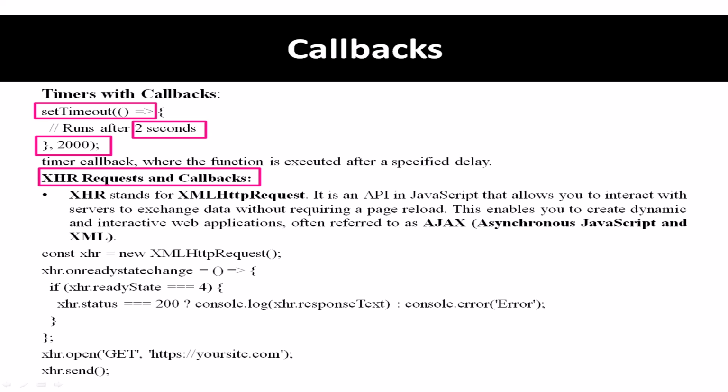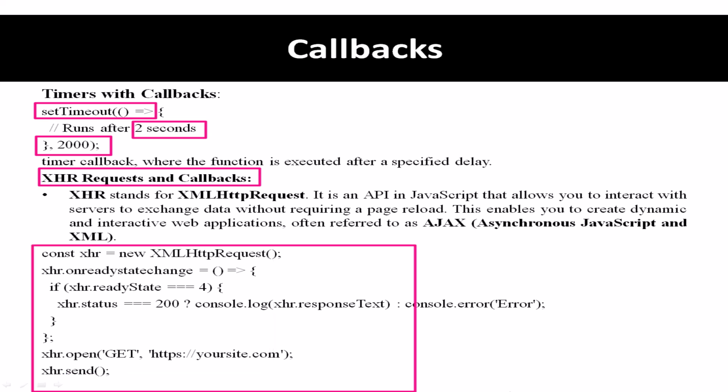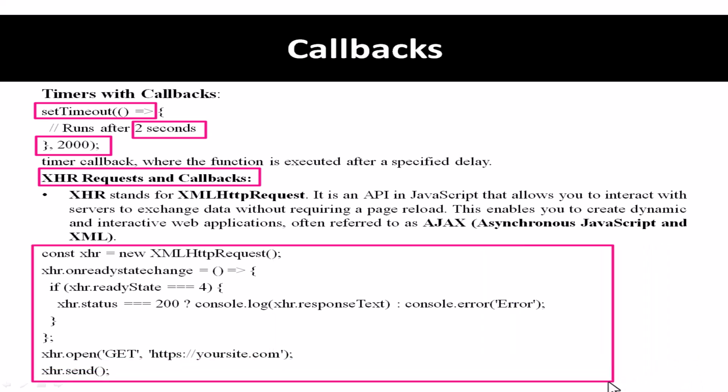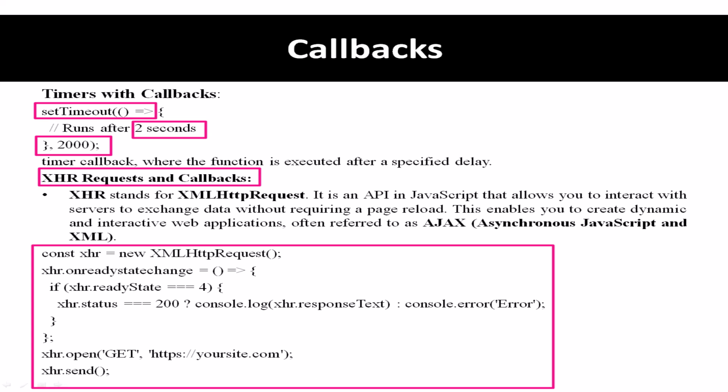Here you have an example syntax. We have given a constant XHR, where you are going to send the XML HTTP request. Here you have defined the object, new XMLHttpRequest, so you are sending a new HTTP request. Now, by using the object XHR, onreadystatechange, you change the state using an arrow function.